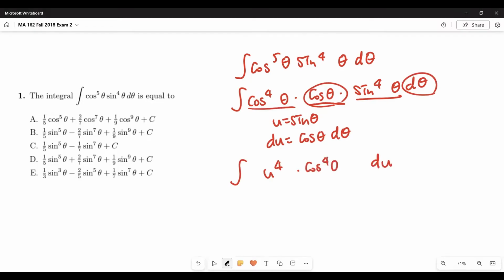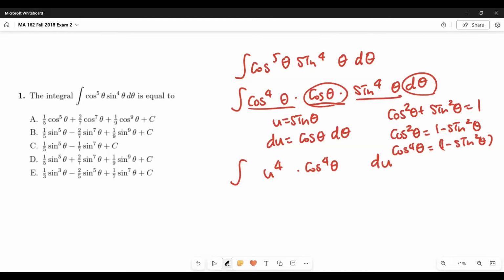to the fourth theta. If you remember your trig identities, cosine squared theta plus sine squared theta is equal to 1. Cosine squared theta is 1 minus sine squared theta. So cosine to the fourth power is the same as 1 minus sine squared theta, squared. And we put sine theta as u, so 1 minus u squared, squared. So this is just u to the fourth times 1 minus u squared, squared, du.